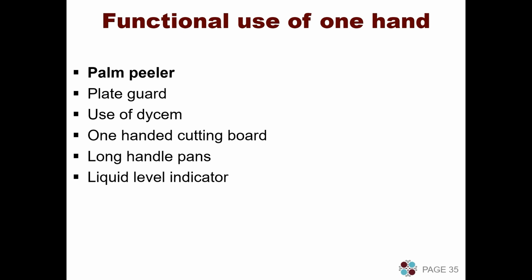For individuals with functional use of one hand, a palm peeler can stabilize and peel at the same time with use of one hand. A plate guard, the use of Dycem so things keep in place and they're not moving around when you're trying to do something in the kitchen. A one-handed cutting board, a lawn handle pan, and you also want to remember to educate the individual to keep that arm close to their body when they're lifting that pan with that one arm, because it's a shorter lever arm and it's not as strenuous to the joints.